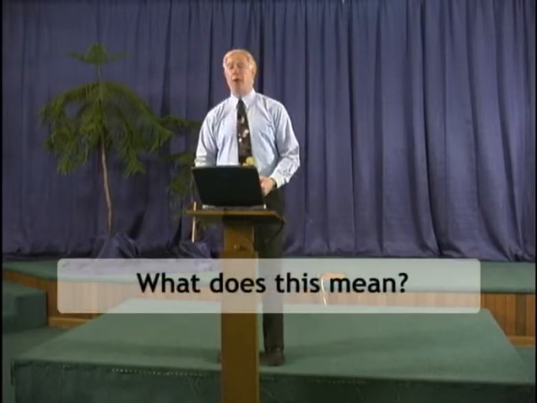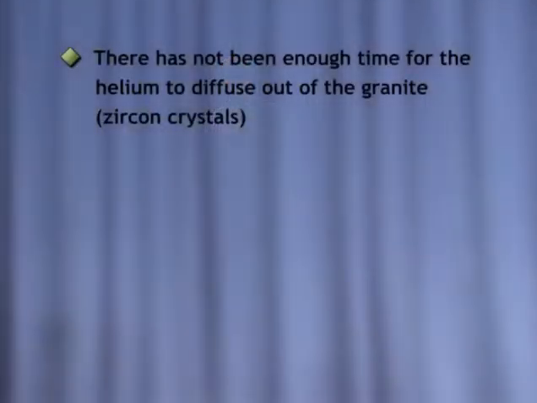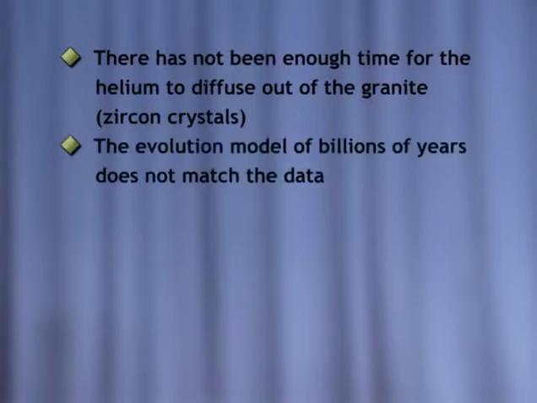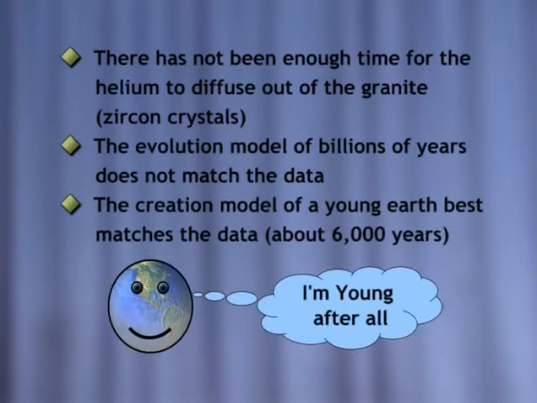If this Earth is 4.5 billion years old, all that helium should have migrated out a long time ago. So what does it mean that we're still finding so much helium in these granite rocks? Well, it means this: there has not been enough time for the helium to diffuse out of the granite. The evolution model of billions of years does not match the data. What matches the data is the creation model of a young Earth, about 6,000 years old. You see, when you do the science, it matches what the Bible teaches. When you read the textbooks, what we're finding out is a lot of deception going on.